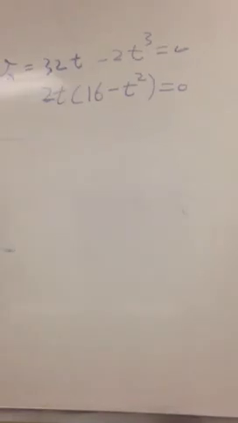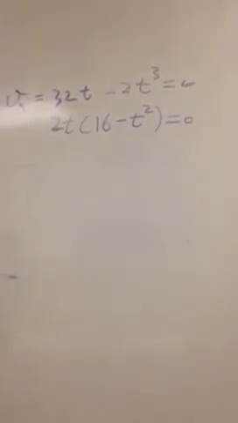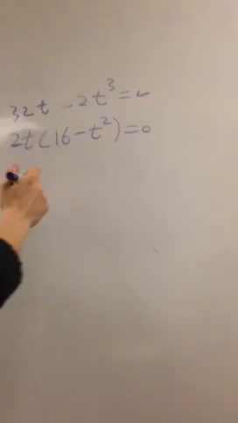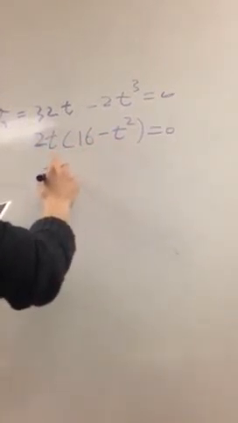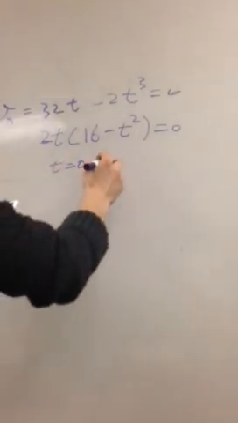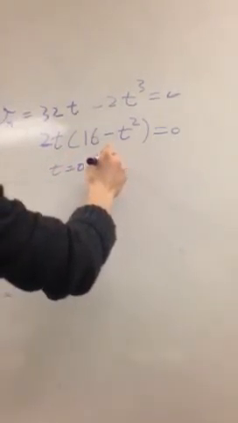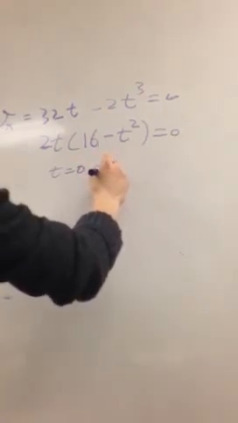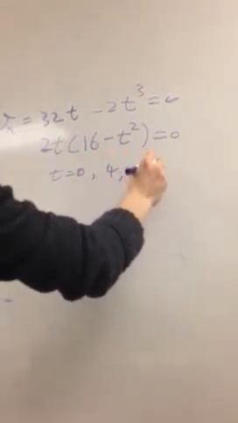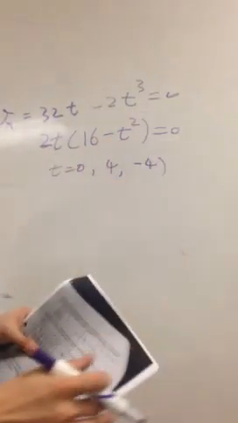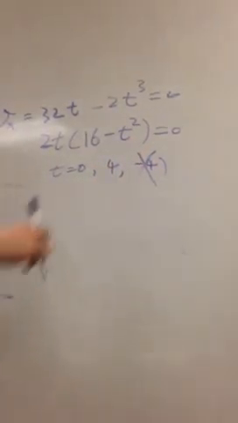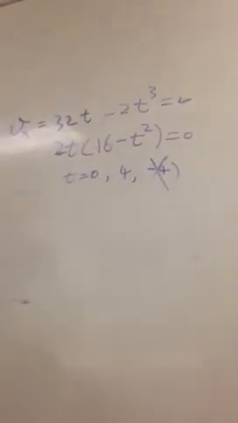Okay? And then we'll get either t equal to 0 or t equal to 4 or minus 4. But because it tells us t is time, it will be positive. It won't be minus 4. So when t is 4, the velocity will be 0.